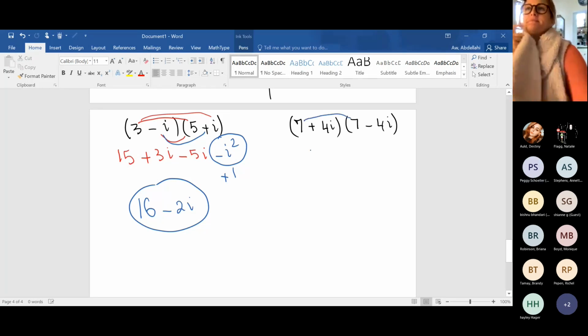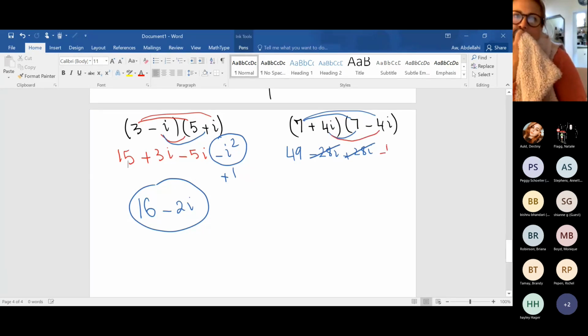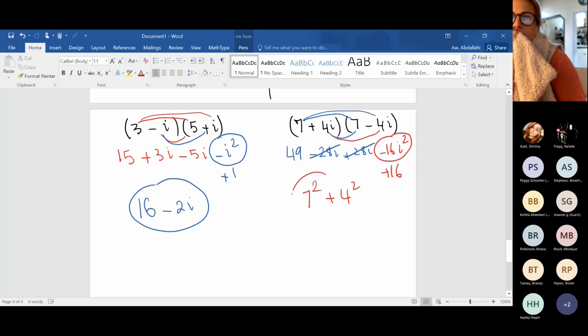So this is 49, right? This is minus 28i. This is plus 28i. What happened to them? They cancel out. And then the last one is minus 16i squared, which ends up to be positive 16. Okay, so it is actually 7 squared plus 4 squared, right? Which is 49 plus 16, which is 65.